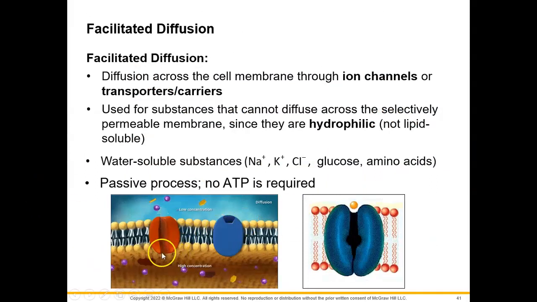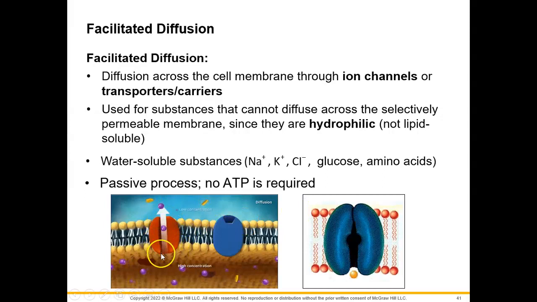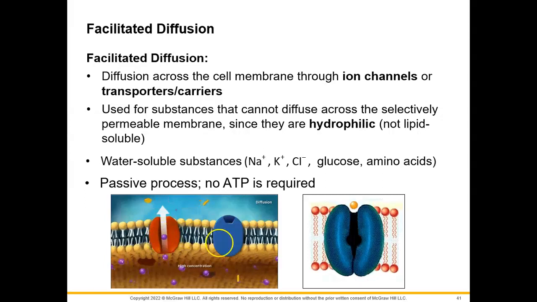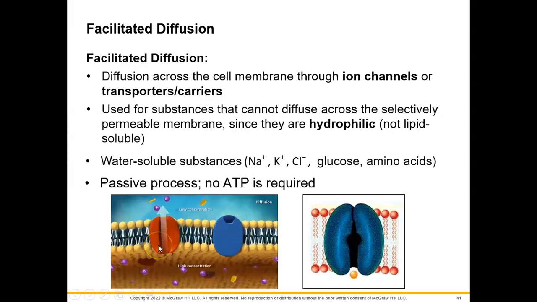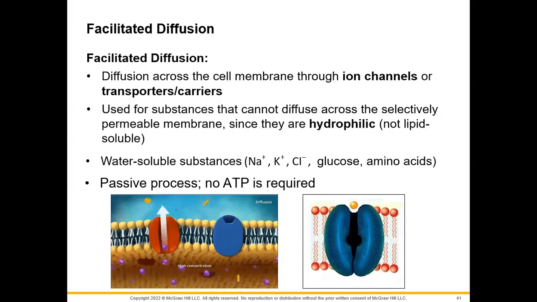Facilitated diffusion is movement of a substance through the membrane facilitated by the presence of proteins embedded within the cell membrane. Diffusion takes place through these channels and carriers, and the substances are moved from where there's more of the substance to where there's less of the substance. This is used for substances that cannot diffuse across the selectively permeable membrane since they are hydrophilic, or another way to say that is they are not lipid soluble. We use this for water-soluble substances like sodium, potassium, chloride, glucose, amino acids. It is a passive process and no ATP is required.